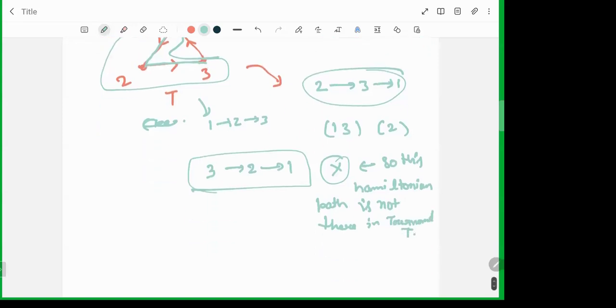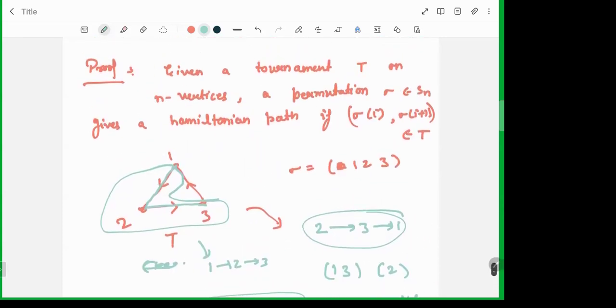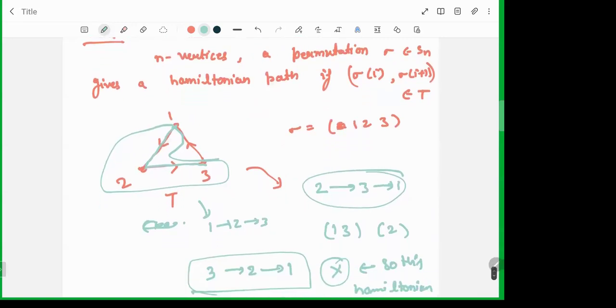So actually, what is happening? Basically, what I want to give you intuition is that this sigma i, sigma i plus 1 should be in T. Basically, i to i plus 1 is in T. Why is this permutation not giving you a Hamiltonian path? Because this 1 3 is not in T, basically. This is 3 1. This is not 1 3.